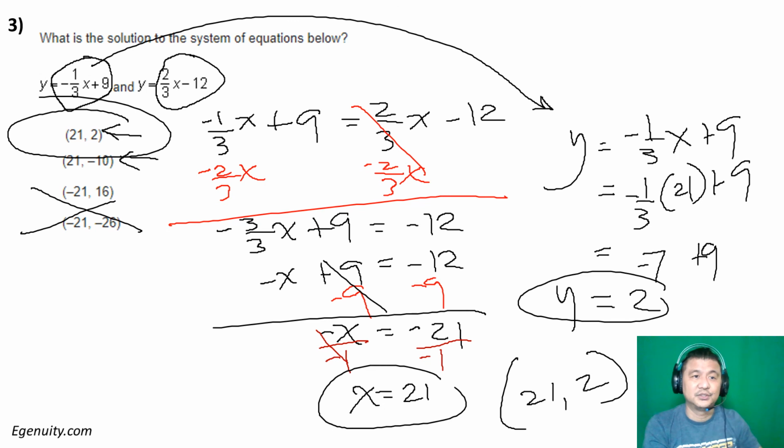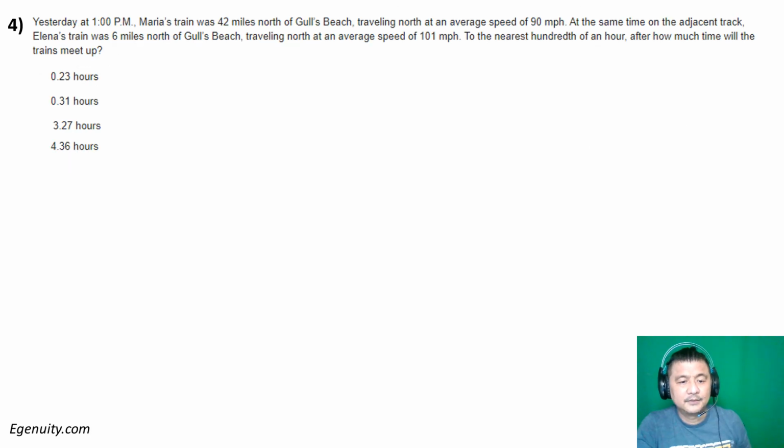That's the solution. Okay, for this last problem: yesterday at 1 p.m., Maria's train was 42 miles north of Gulls Beach, traveling north at an average speed of 90 miles per hour. At the same time, on the adjacent track, Elena's train was 6 miles north of Gulls Beach, traveling north at an average speed of 101 miles per hour. To the nearest hundredth of an hour, after how much time will the trains meet up?